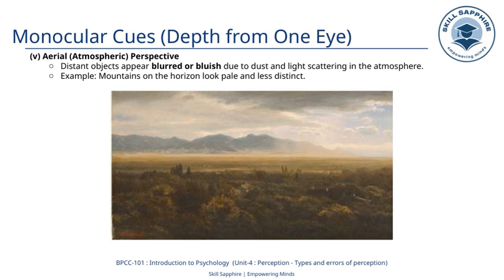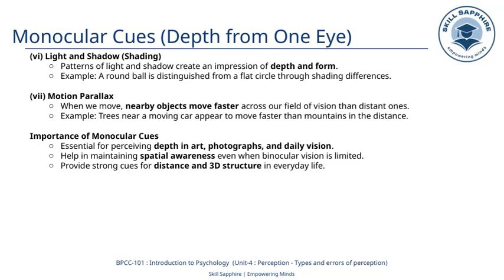Let's take a closer look at monocular cues, or depth perception from just one eye. One important cue is light and shadow, or shading. When we see patterns of light and shadow, they create a strong impression of depth and form. For example, if you look at a round ball versus a flat circle, shading differences help us distinguish the three-dimensional shape from a flat shape.